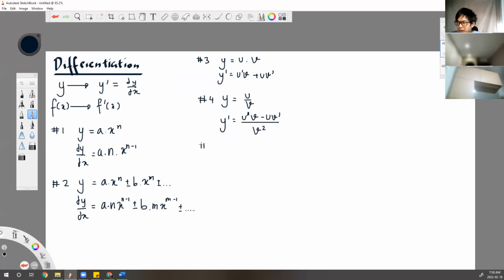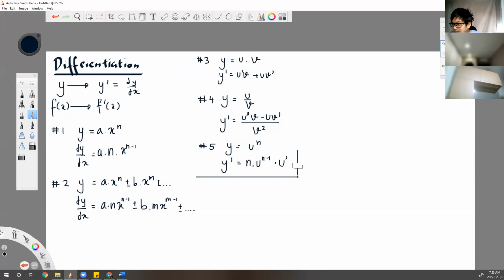The fifth rule, chain rule. If I have y equals u to the power of n, where u is a function, again u and v are functions. So the y accent, or the dy/dx, I use two symbols, but anyway it's the same: n times u to the power of n minus 1 as usual. But you have to add one more extra, times the u accent. Okay, so this is the basic.